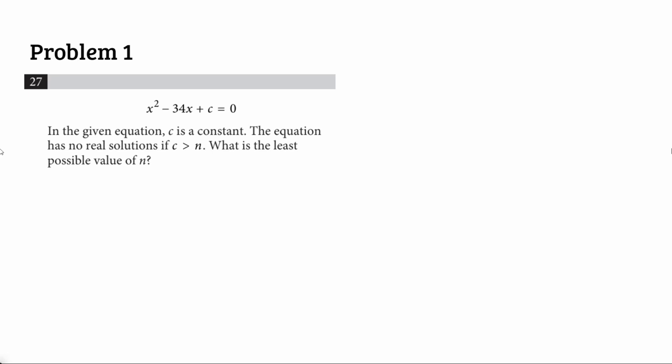So in this first problem, we are given an equation x squared minus 34x plus c is equal to 0, and we're told that c is a constant and the equation has no real solutions if c is greater than n, and we're asked what is the least possible value of n.